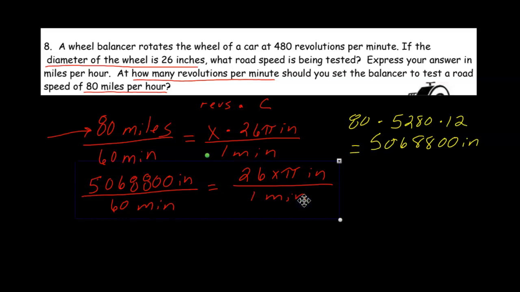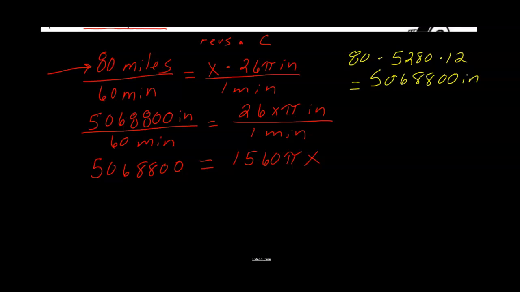So now that you have your units all fixed, inches and inches, minutes and minutes, so now this proportion, you just solve it by cross multiplying. So you're going to take and cross multiply these guys. So we end up with 5,068,800 equals, and then do 26 times 60. Leave pi in this for a minute. So we get 1560 pi x, and then divide both sides by 1560 pi.